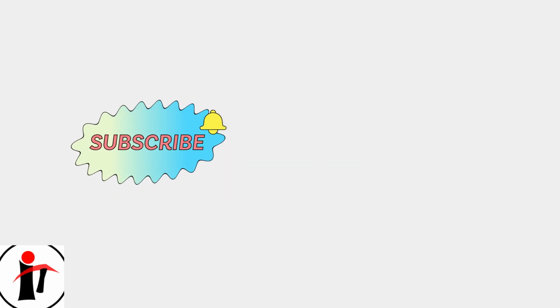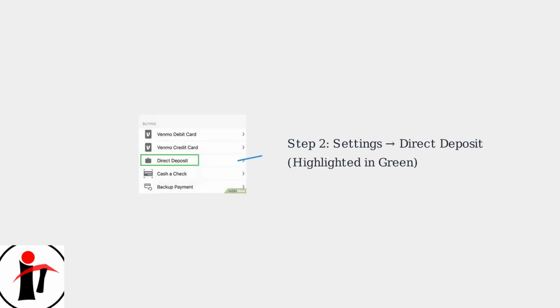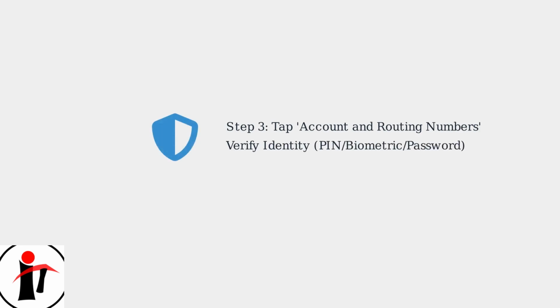Start by opening the Venmo app on your phone and locating the menu icon, which appears as three horizontal lines. From the menu, select Settings, then navigate to Direct Deposit. You'll see this option highlighted in the menu, making it easy to locate among other Venmo features. Next, tap on Account and Routing Numbers.